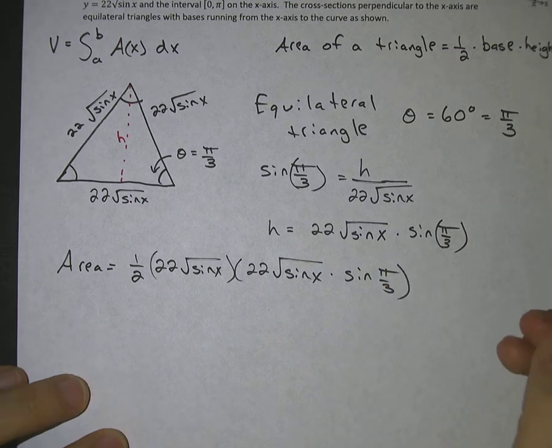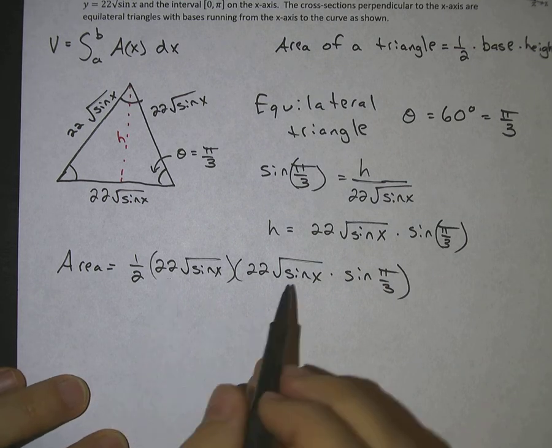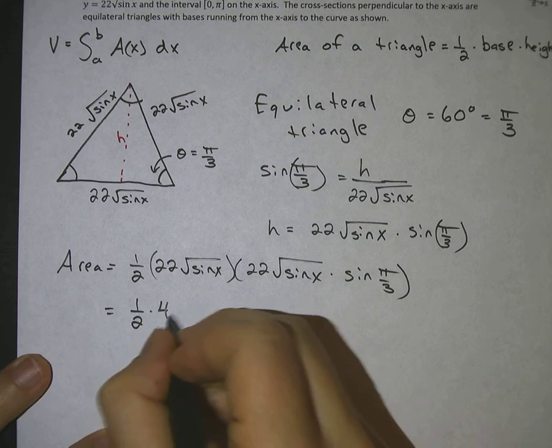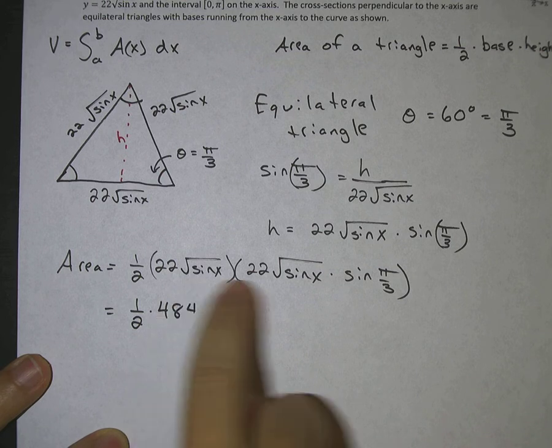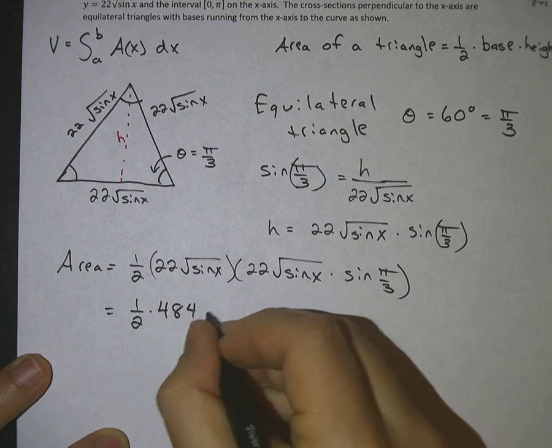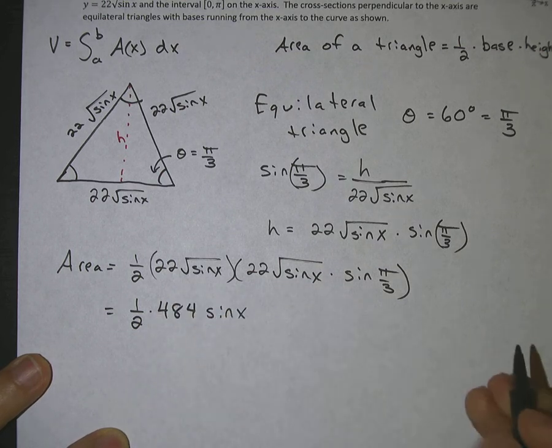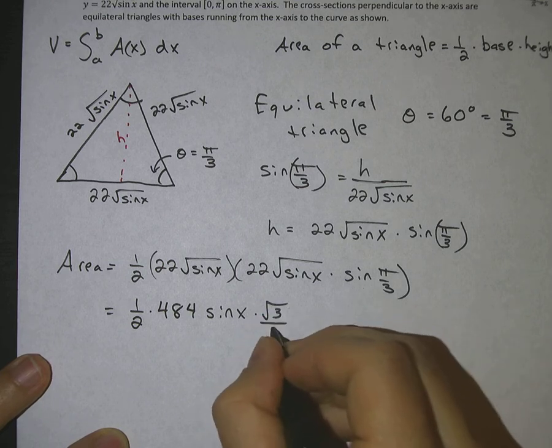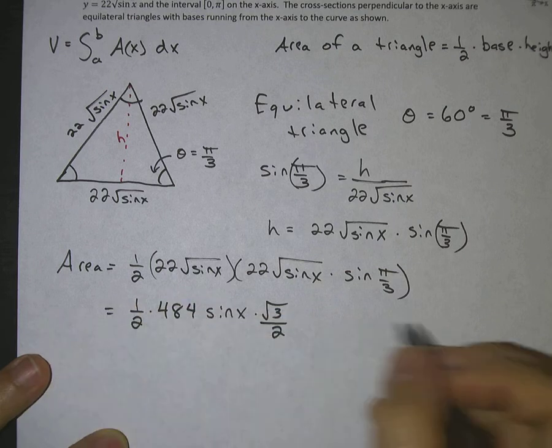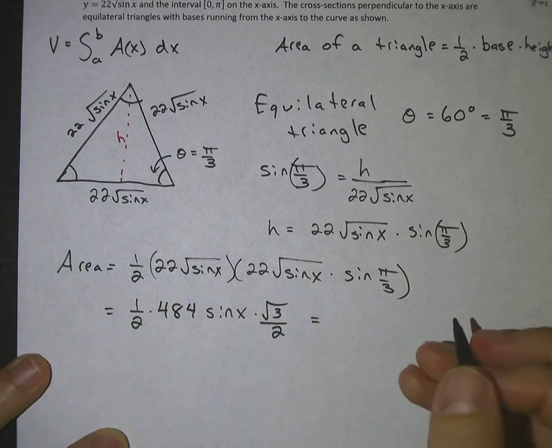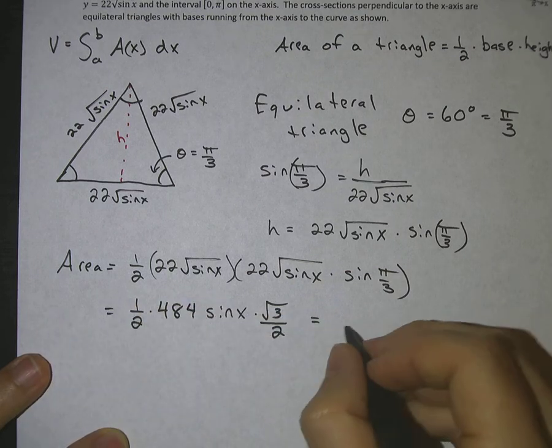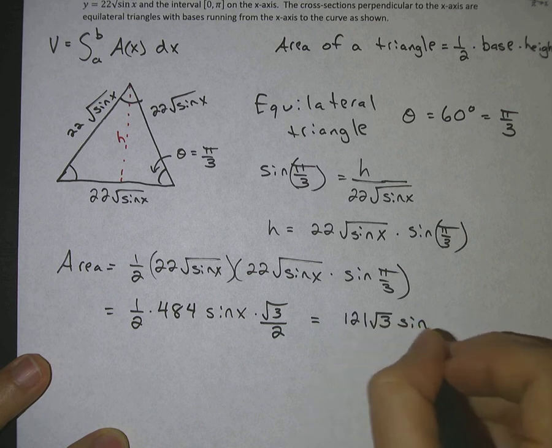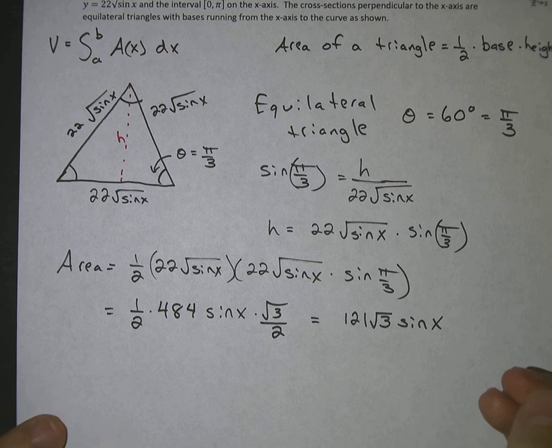If you multiply the 22 and the 22 together, you get 484. So this is 1/2 times 484. If you multiply the root sine x together, you just get sine x. Roots go away. And of course, sine pi over 3 is root 3 over 2. So that's the area, which, if you do all the math, equals 121 root 3 sine x. That is the area function.